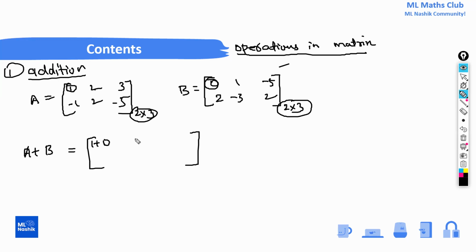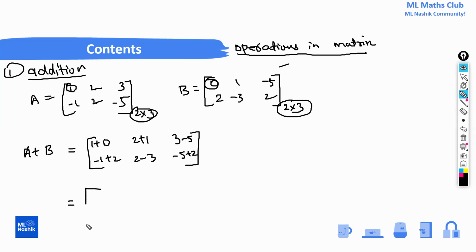The second element is 2. Here the second element is 1. So it will become 2 plus 1. Here 3 and it is minus 5. So it will become 3 minus 5. It is minus 1. It is 2. So minus 1 plus 2. Here we have 2 and minus 3. So it will become 2 minus 3. Here we have minus 5 and 2. So it will become minus 5 plus 2.